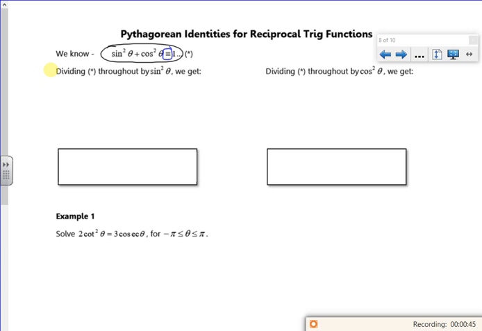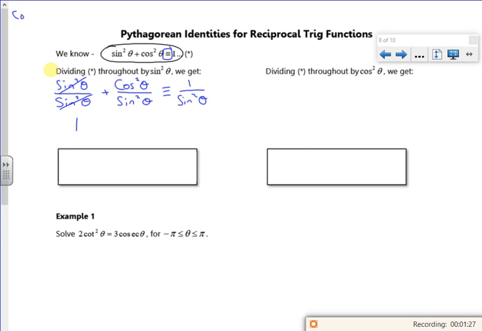So it says here, divide through by sine squared. So I've got sine squared theta divided by sine squared theta plus cos squared theta divided by sine squared theta is always equal to 1 over sine squared theta. Now then, sine squared theta over sine squared theta, that cancels out. That becomes 1. I've got cos squared theta over sine squared theta.